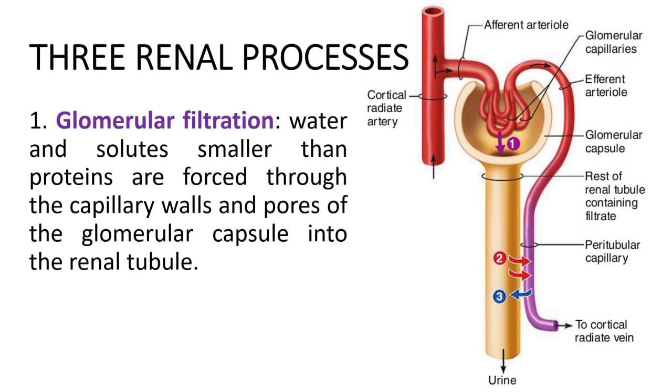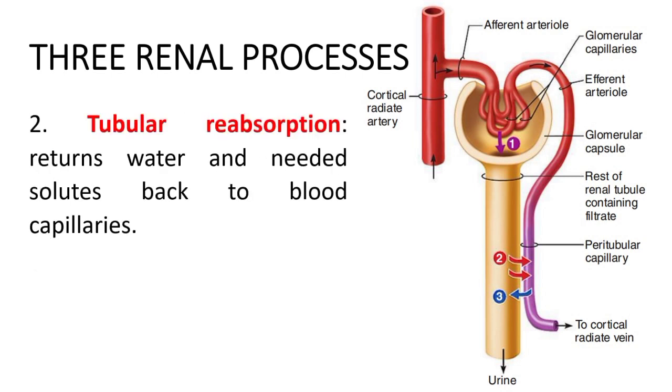The next one is the tubular reabsorption. It returns water and needed solutes back to the blood capillaries. Tubular reabsorption begins as soon as the filtrate enters the proximal convoluted tubule. The tubule cells are transporters, taking up needed substances from the filtrate and then passing them out their posterior aspect into the extracellular space, from which they are absorbed into the peritubular capillary blood.